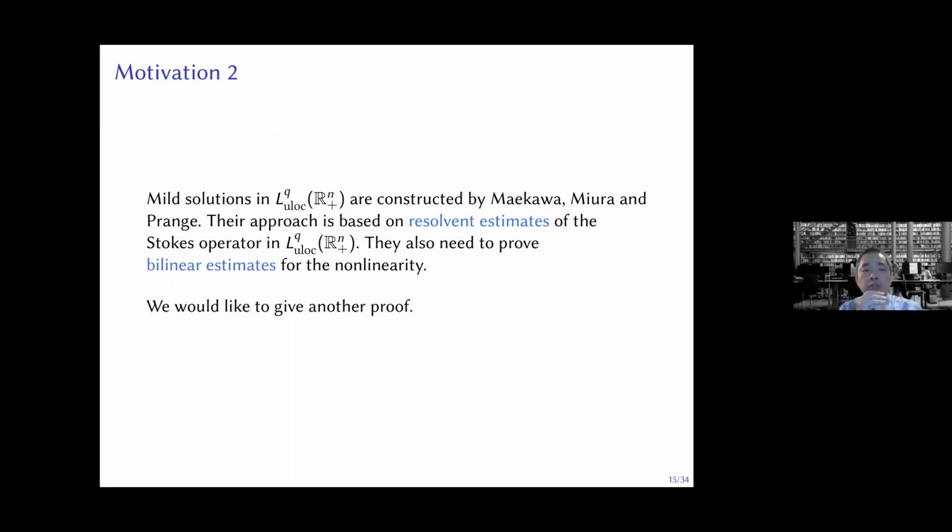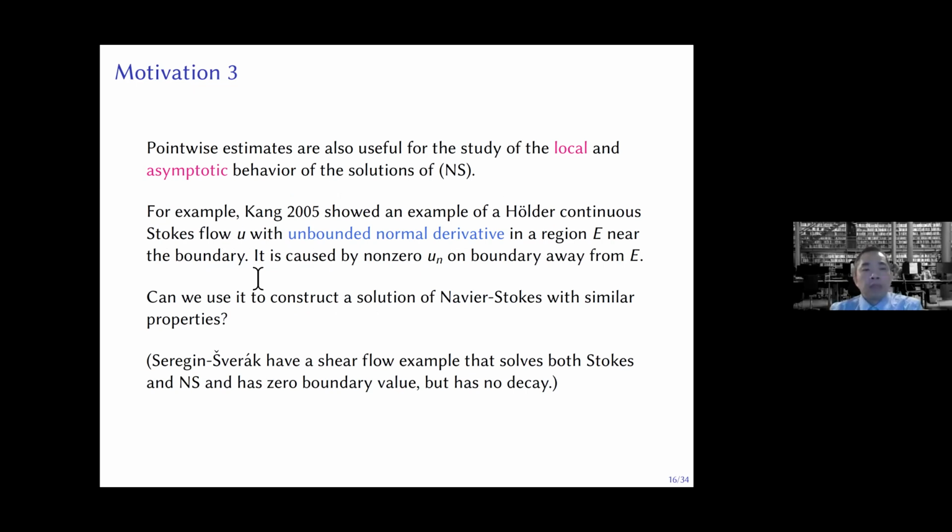And the second motivation is the mild solution in L^q uniformly local by Maekawa, Miura, and Prange. The approach is based on the resolvent estimate. And they also need to prove a bilinear estimate. So we want to give a second proof. And the third motivation is that pointwise estimates are useful for local and asymptotic study.